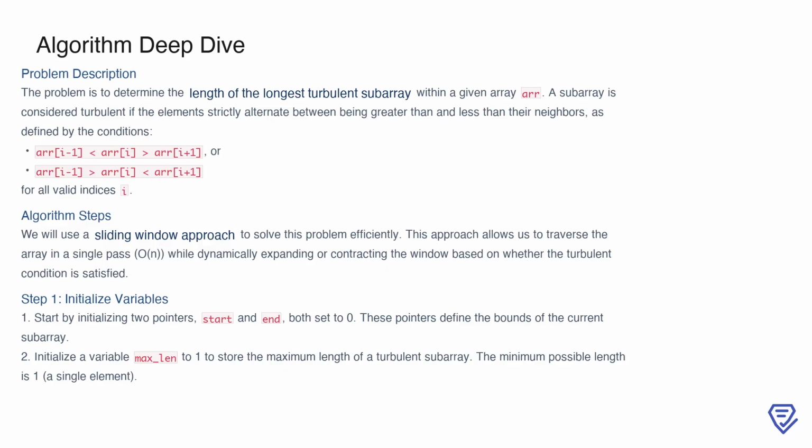To solve this efficiently, we'll use a sliding window approach. This method allows us to traverse the array in a single pass, dynamically adjusting the size of the window based on whether the turbulent condition holds.